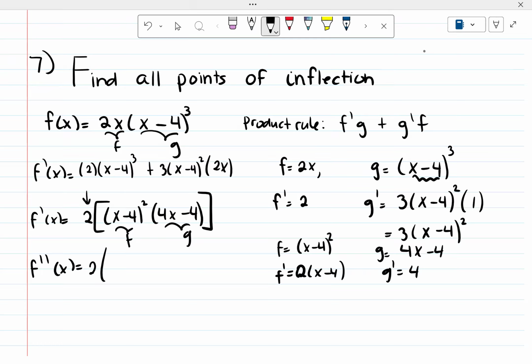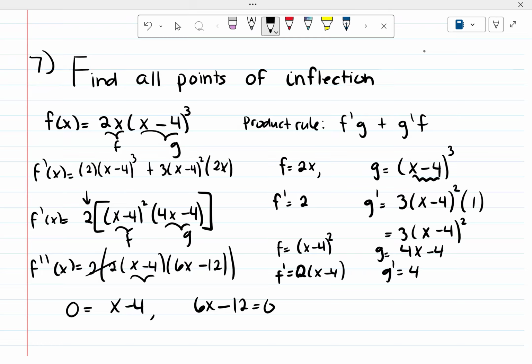That's 2 parentheses x minus 4 times 6x minus 12 parentheses. Okay. Now, what you're going to do is find your critical values. You can disregard this 2 and this 2 because if you set that to 0, it's a constant, so that just disappears. So all you got to do is set x minus 4 to 0, and then 6x minus 12 equals to 0, right?